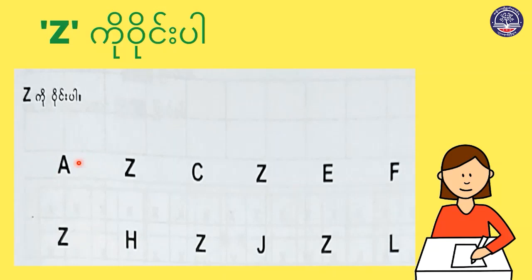Let's look at the first letter. You have seen this before. We have learned about this letter before. What letter is this? This is letter A. Correct. This is letter A, but it isn't letter Z. So are we going to circle this? No, we are not going to circle this because it's not letter Z. Let's move on to the next letter.